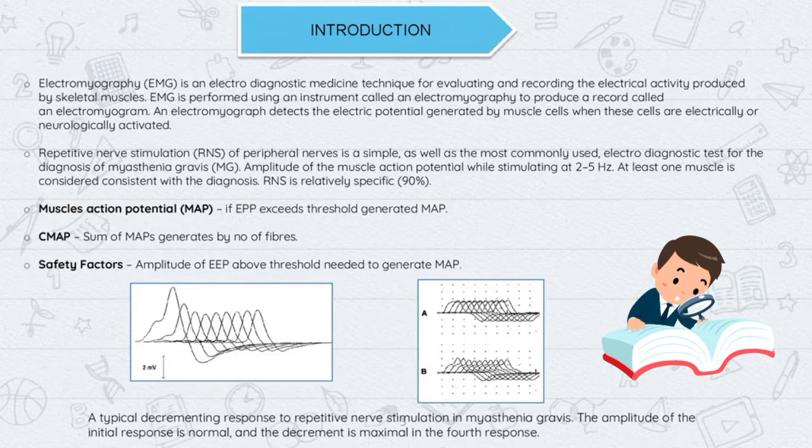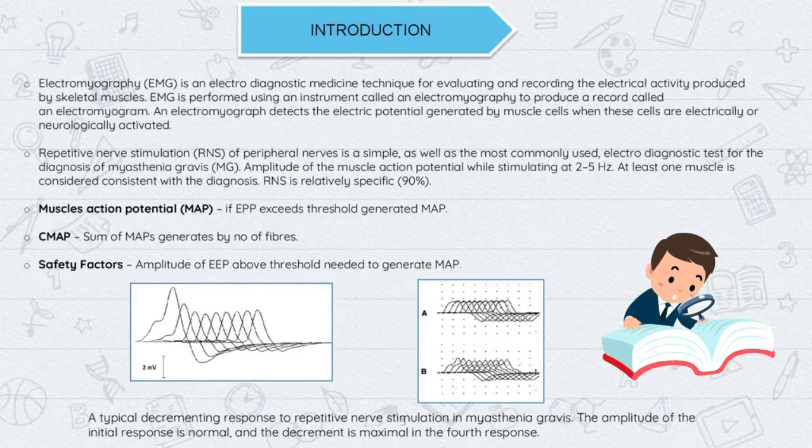Electromyography (EMG) is an electrodiagnostic technique for evaluating and recording the electrical activity produced by skeletal muscle. EMG is performed using an instrument called an electromyograph to produce a record called an electromyogram. An electromyograph detects the electric potential generated by muscle cells when these cells are electrically or neurologically activated.